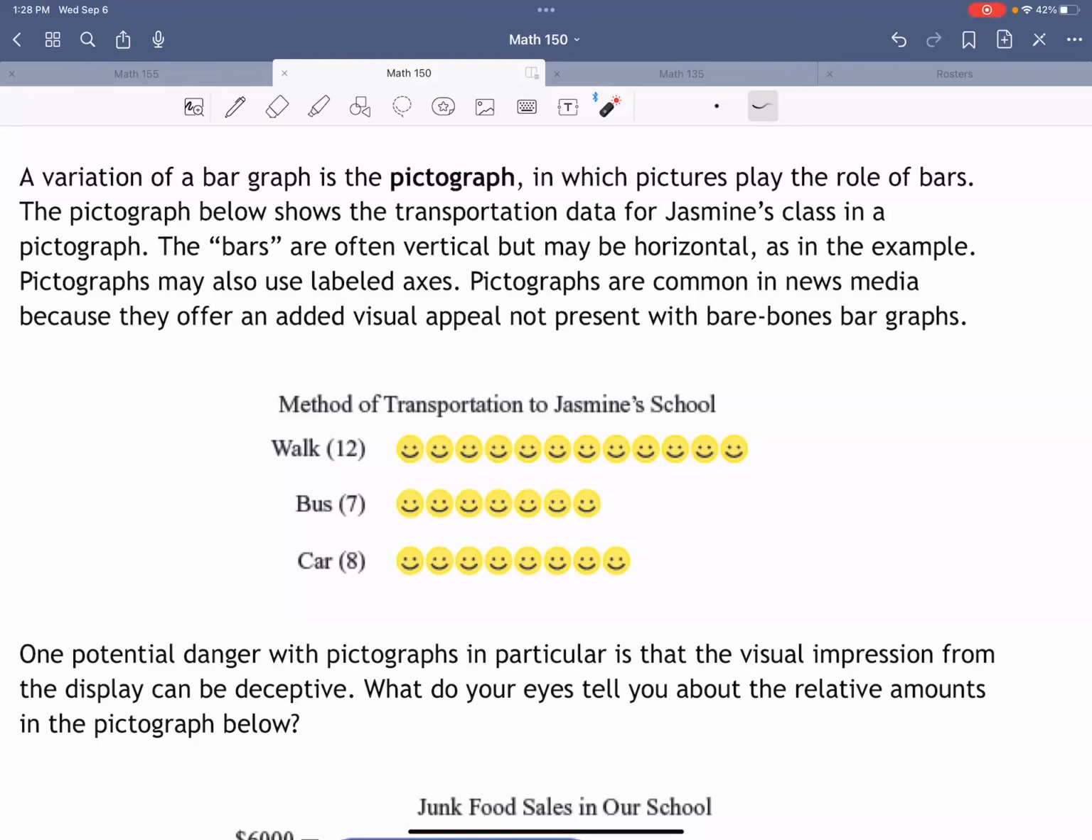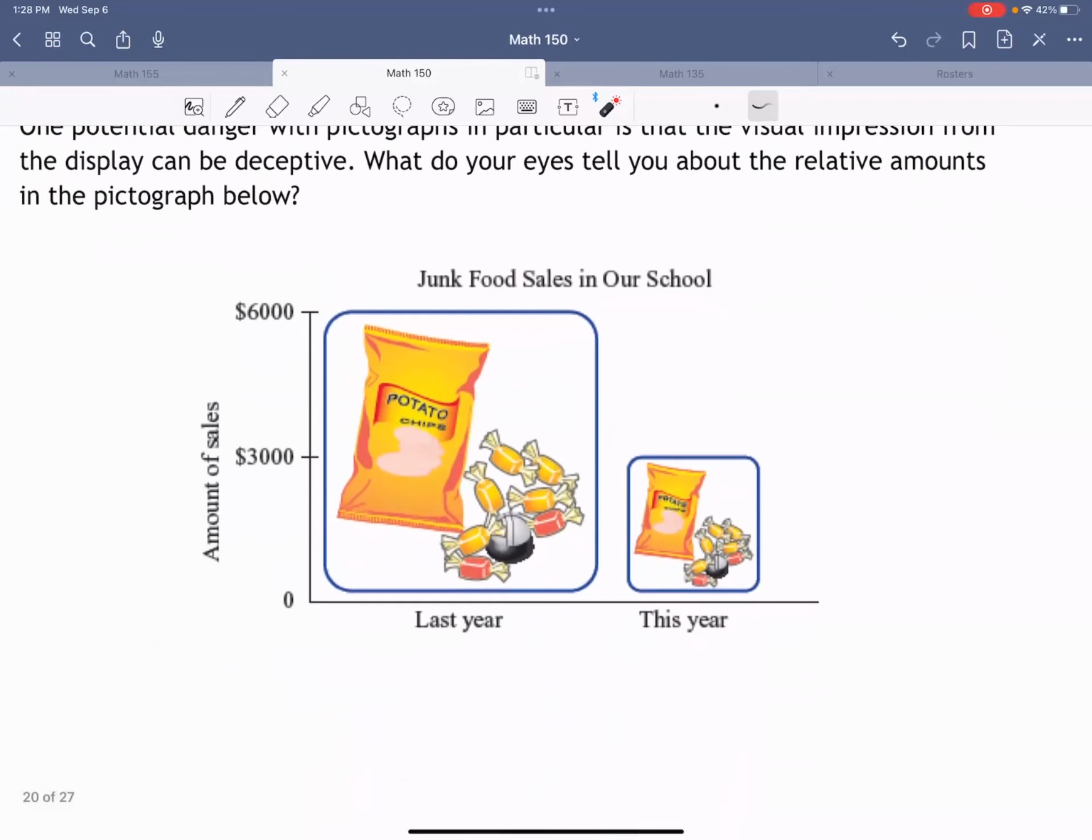Let me just show you an example of one. Okay. Here we have junk food sales at a school. Last year, it looks like we had a lot of junk food. And then this year, it seems like we don't have as much junk food. Does anyone see the problem with this graph?